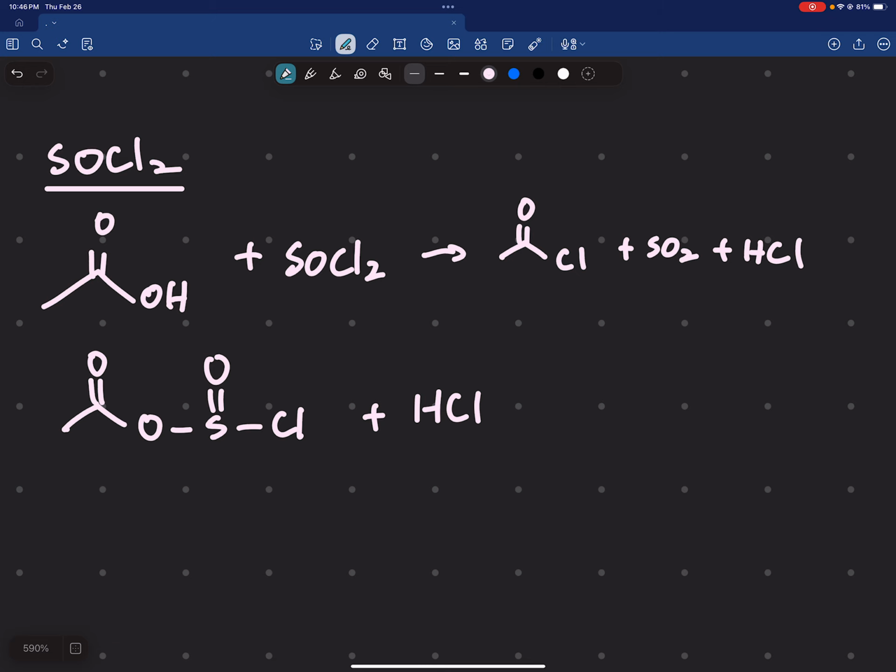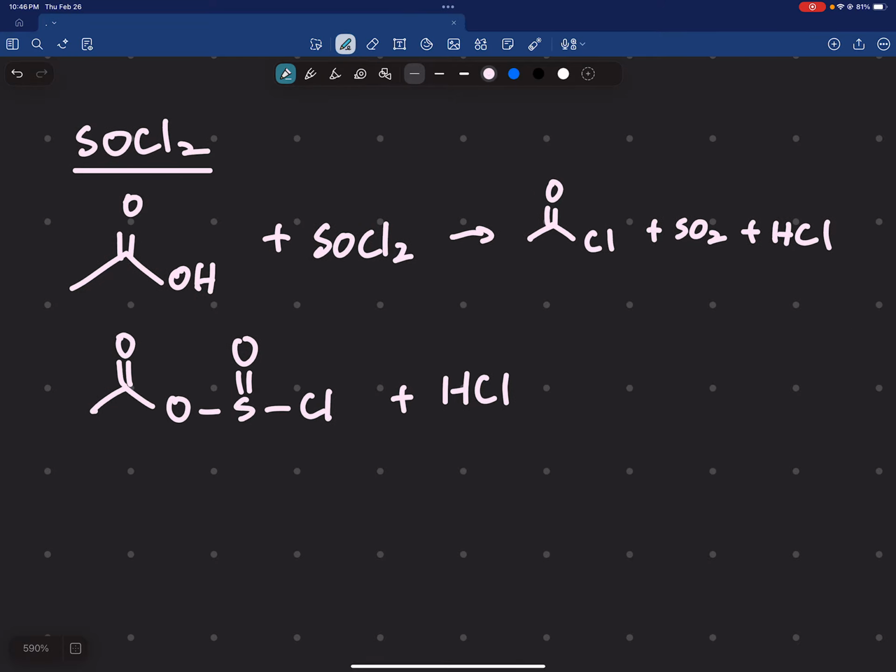And in the second step, there will be a nucleophilic attack from a chloride ion that will give us a tetrahedral carbonyl addition intermediate, which will collapse to give us our acid chloride, SO2, and our chloride ion. So let's paint this out a little more.